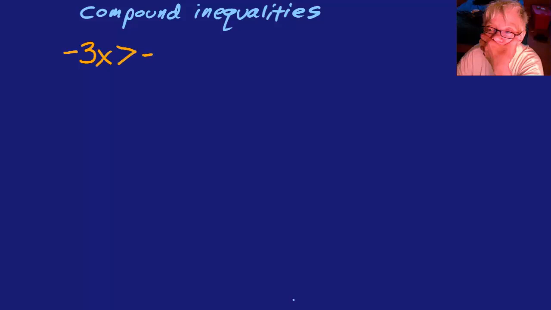Hello. Once again, we're going to be discussing compound inequalities, only this time we're going to be working with strict inequalities, and we're going to have to reverse an inequality sign, as you'll see. The first inequality is negative 3x is greater than negative 15. And there's the word and, which means we're going to be taking the overlap of the two inequalities.